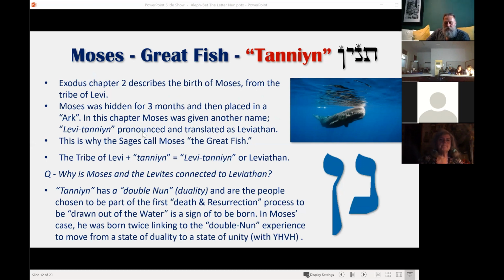He was even hidden for 3 months, and he was placed in an ark. And then he was taken from the water, and that was what gave him his name, drawn from the water, which is the word Moshe. And if you read Moshe the other way around, it is the word Hashem, that means the name, or Yahweh.